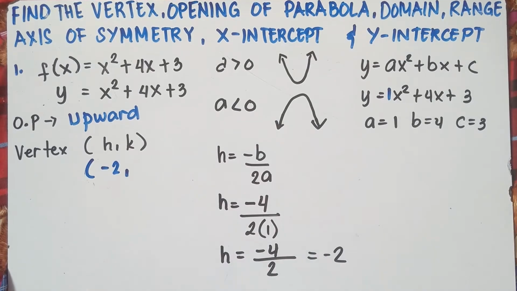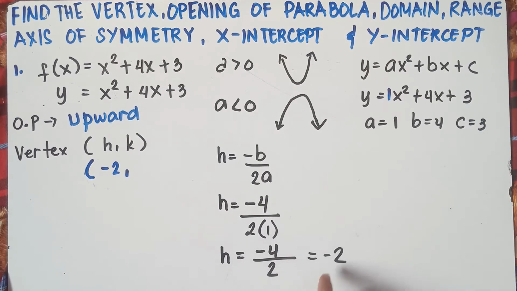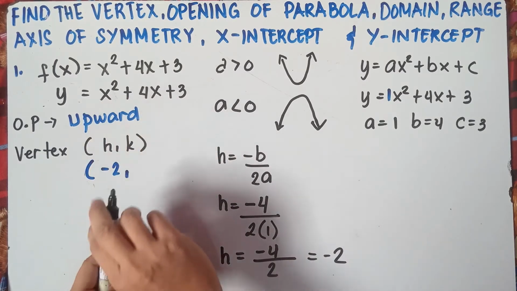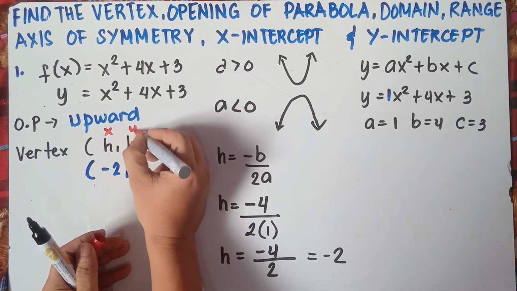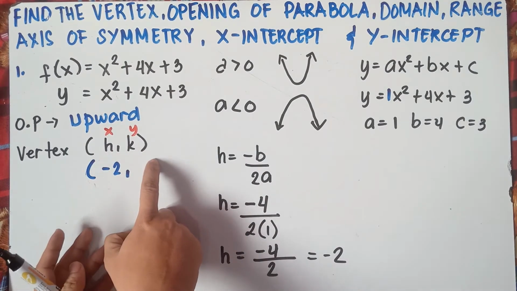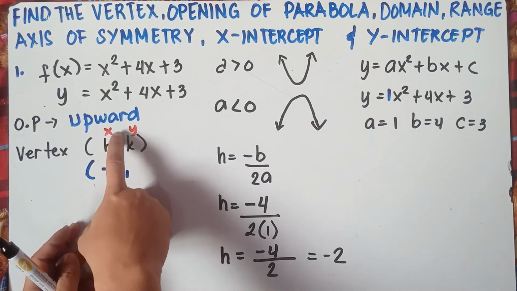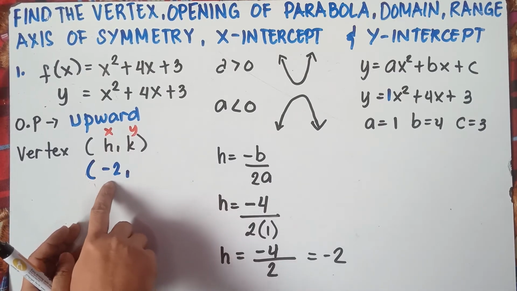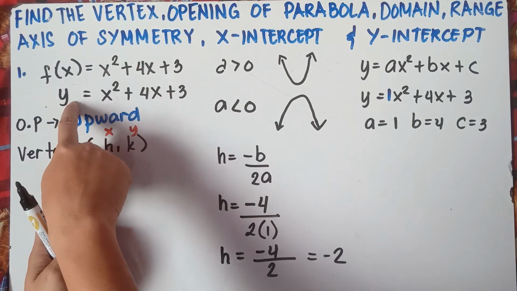Alright, and to find k, we have two options, class. First, you can simply substitute this negative 2 into the equation, because h and k are actually the same as x and y. So if your x is negative 2, since h is x, you can simply substitute negative 2 into this equation to find y.